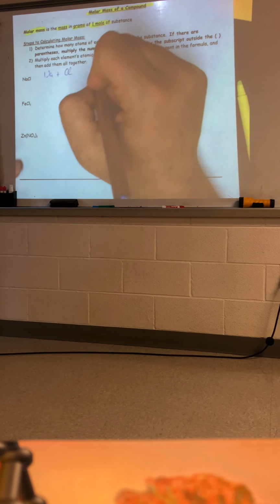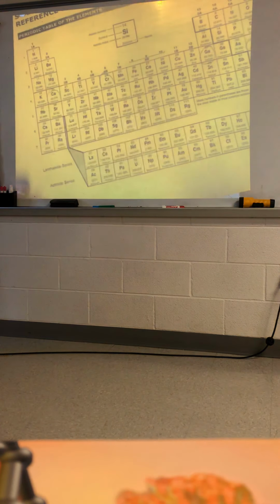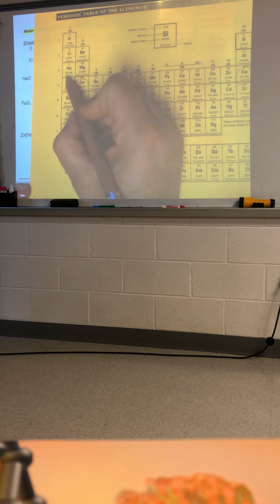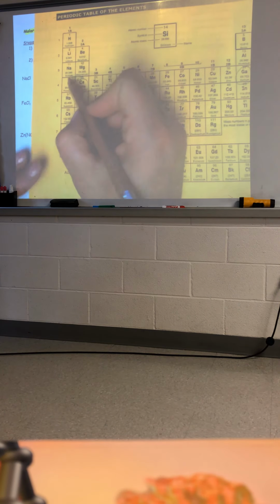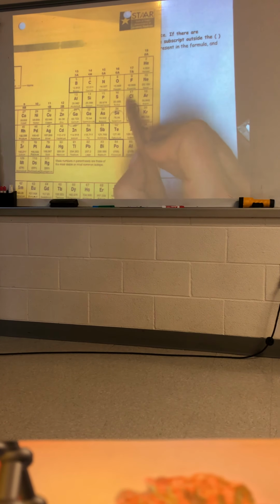All right. So if you look on the periodic table, and I'm going to pull it up right here, you will see that the molar mass of sodium is 22.990, and the molar mass of chlorine, right here where I'm pointing, is 35.453. So those are also called your molar masses. So what that will look like is as follows.